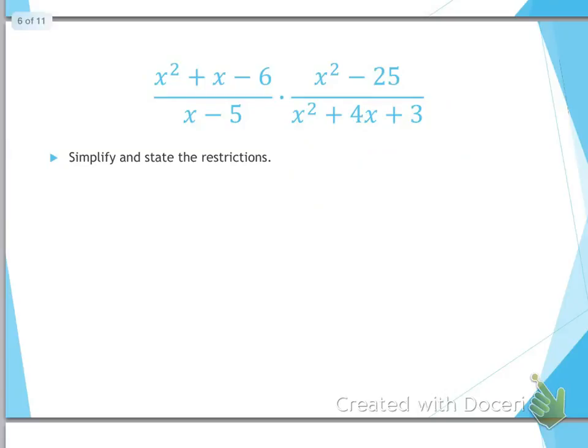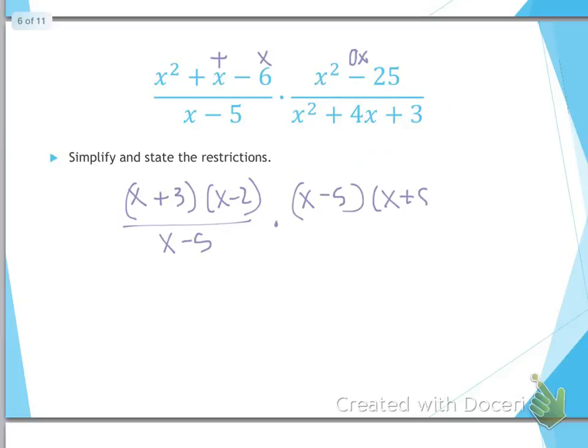So if I'm doing the top here, I'm just going to factor all of it and then see what simplifies. Because if I'm multiplying, technically it's like one big, long fraction here. So that's what we're going to act like it is once we factor it. What multiplies to get me negative 6 and adds to get me 1? That is going to be positive 3 and negative 2. I can't do anything to the bottom, so we're going to leave it like this. The top, remember, is missing the 0x, so what multiplies to give me negative 25 and adds to get me 0? That's going to be negative 5 and positive 5. And then the bottom, what multiplies to get me 3 and adds to get me 4 is going to be x plus 3 and x plus 1.